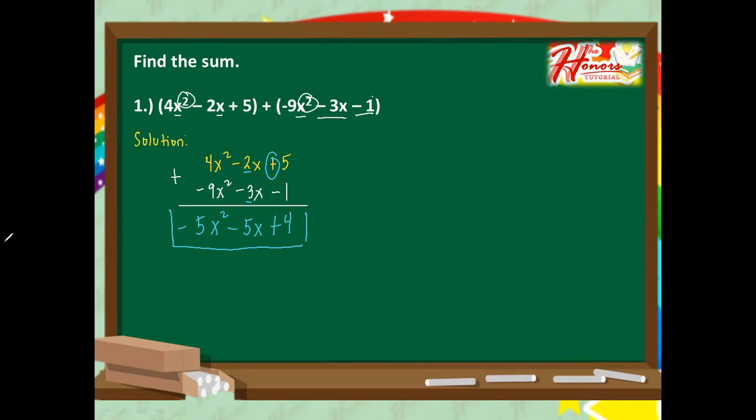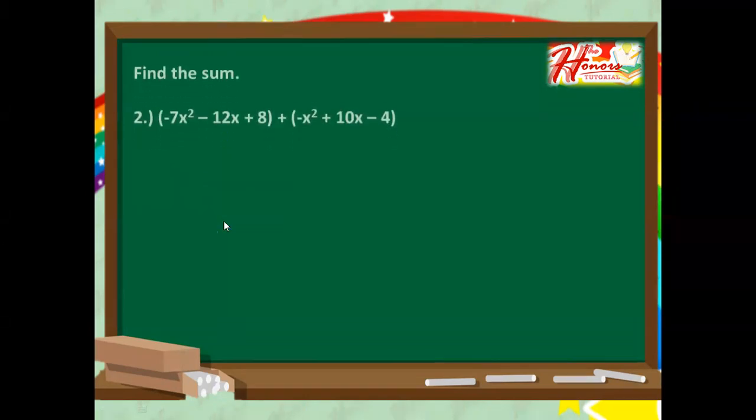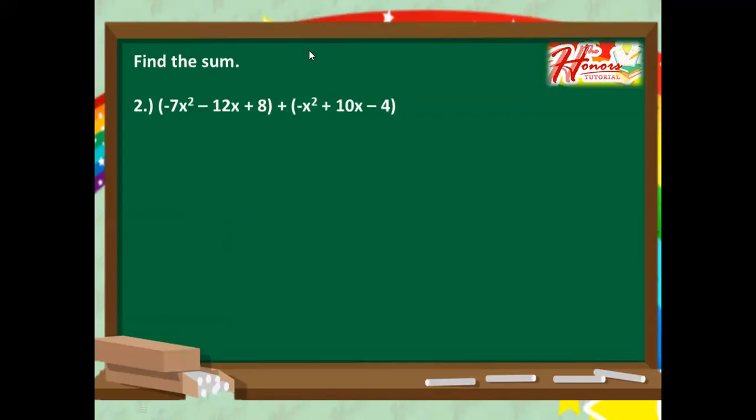Let's have another. Number 2. For number 2, the process is the same. Write the given vertically. So let's write the solution here. So we have here negative 7x squared minus 12x plus 8.